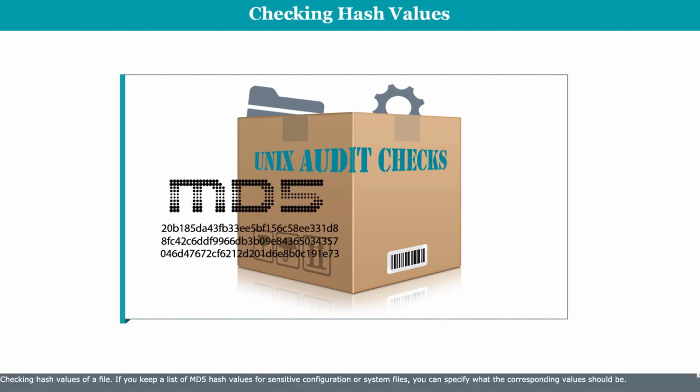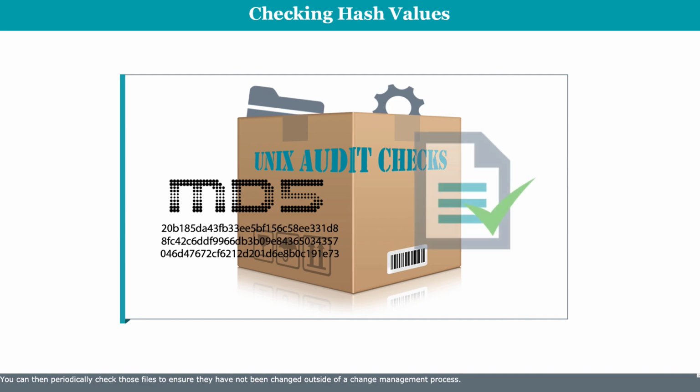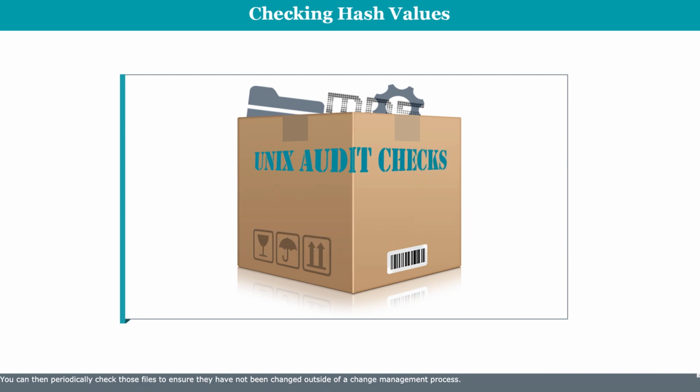Checking hash values of a file. If you keep a list of MD5 hash values for sensitive configuration or system files, you can specify what the corresponding values should be. You can then periodically check those files to ensure they have not been changed outside of a change management process.